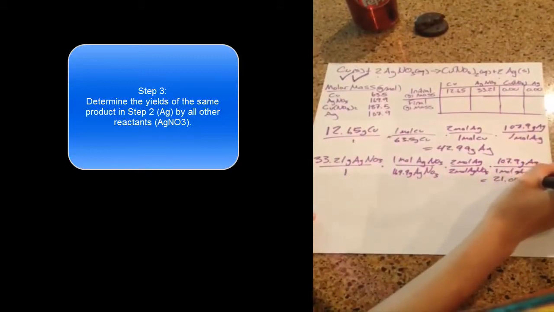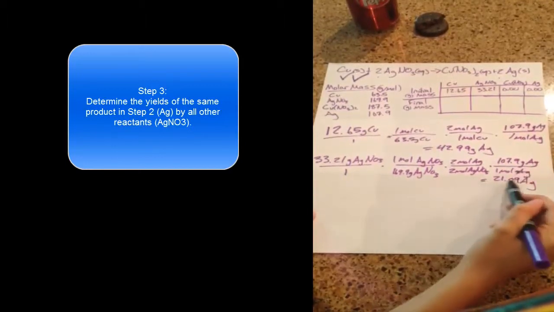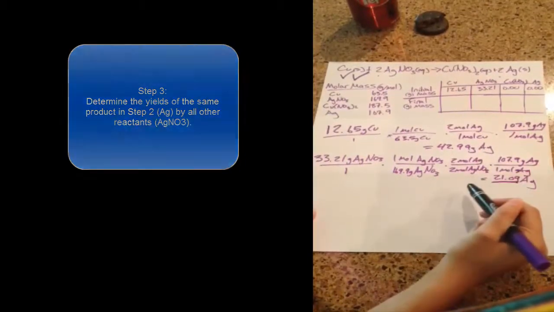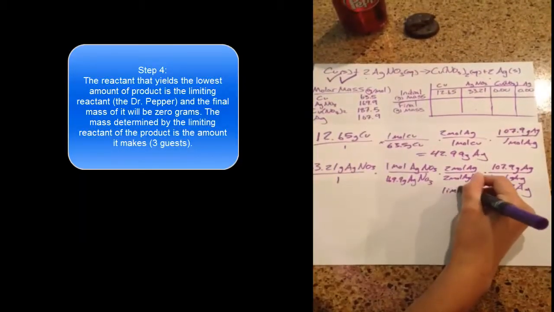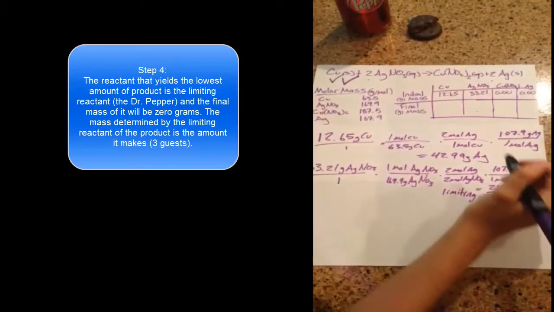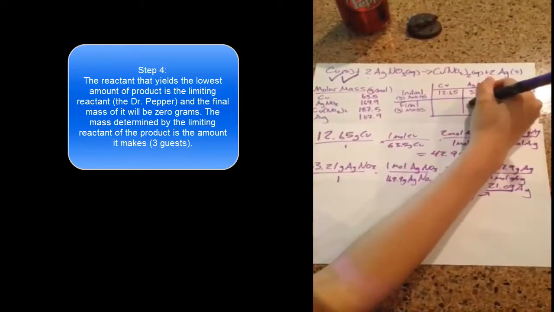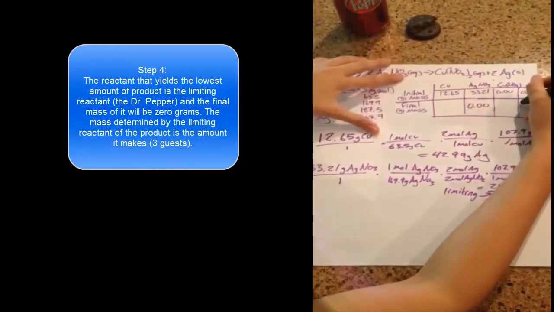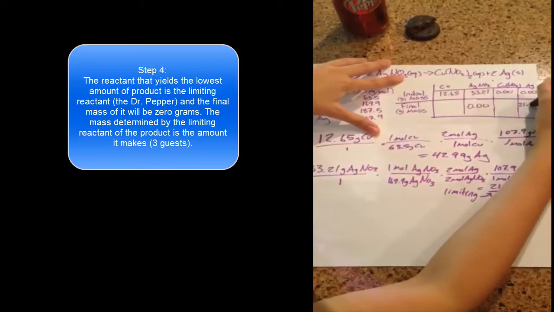Upon solving the problem, you see that it yields 21.09 grams of silver, which is less than the 42.99 grams of silver that copper yields. Silver nitrate's lesser yield makes it the limiting reactant, meaning that once the reaction is complete, you will end with no excess silver nitrate and only 21.09 grams of silver.